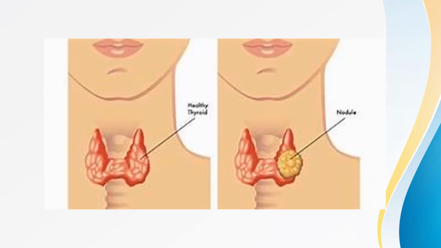So this one is an example of a thyroid nodule. So a presence of a nodular mass at the thyroid gland of the patient.